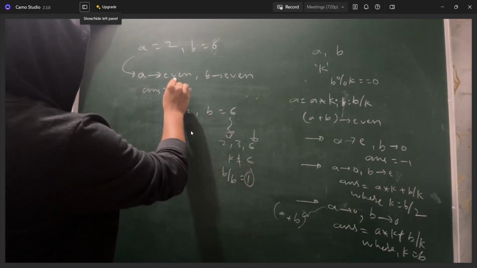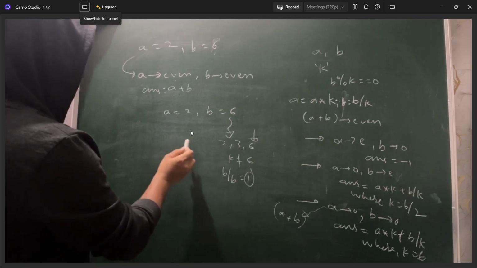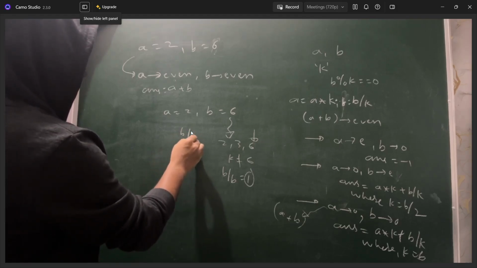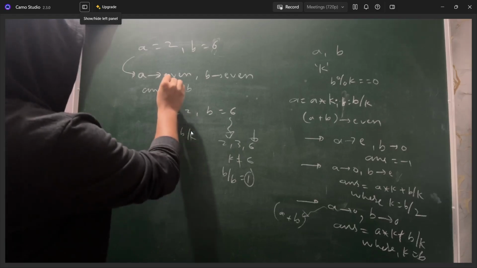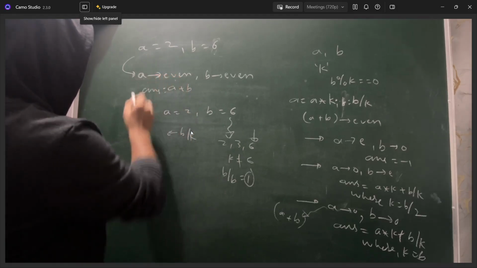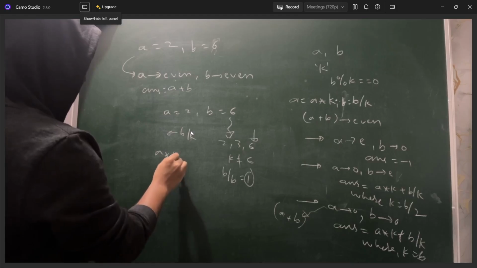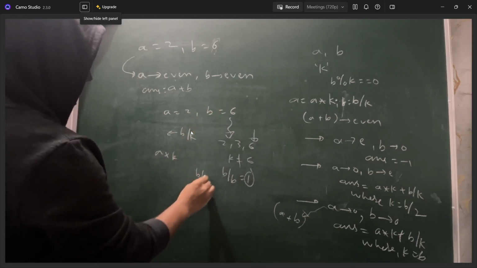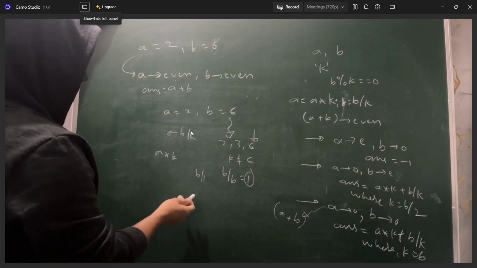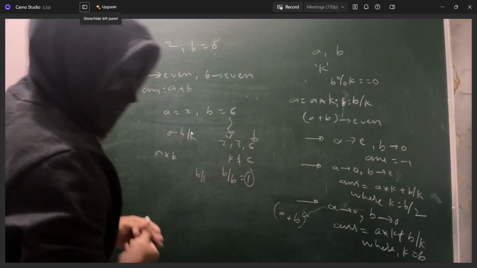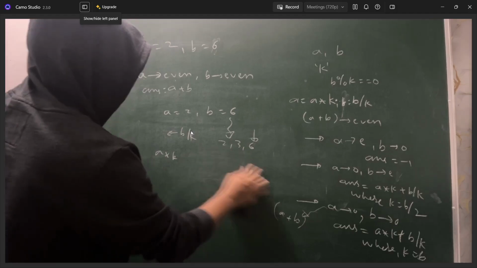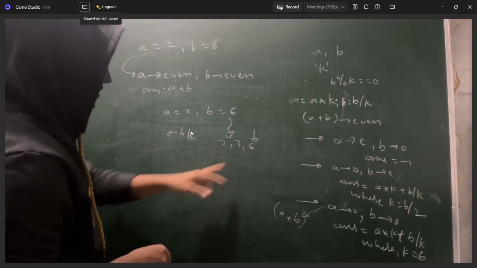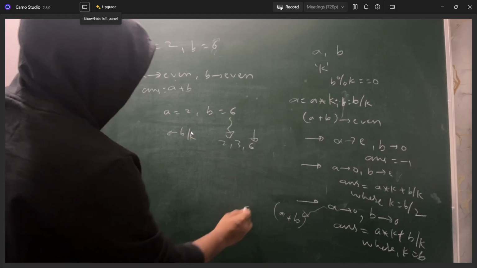And since it is an even number, no matter if b by k is even or odd, a into k will be even, but b by k will be odd, so an even sum will not be possible. That's why I will not be taking 6. And I've taken k equal to 3 and showed you that you got the answer 8.